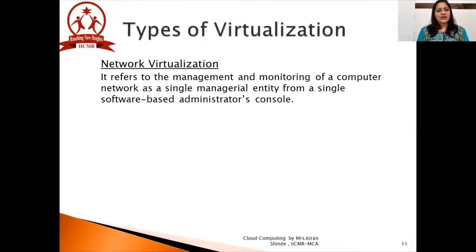Continuing further, the next type of virtualization is network virtualization. It refers to the management and monitoring of a computer network as a single managerial entity from a single software-based administrator's console. Now, network virtualization can be understood by taking an example of a subnet. What do you mean by the subnet concept? Subnet is nothing but dividing a single network into a smaller number of networks or subnetworks, right? Though the physical network is only one as far as the existence is concerned, the same physical network can be subdivided into logical units. And this example can be categorized under network virtualization.